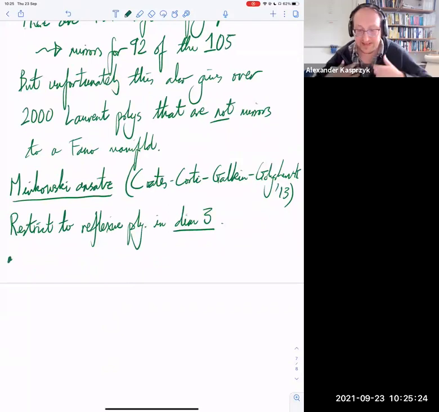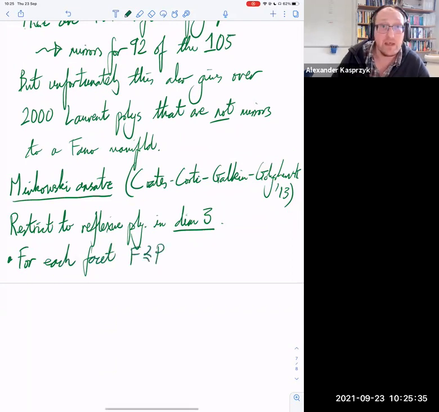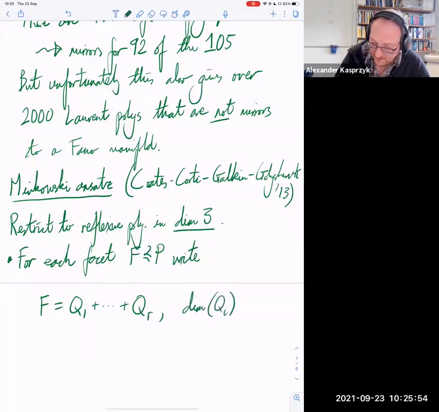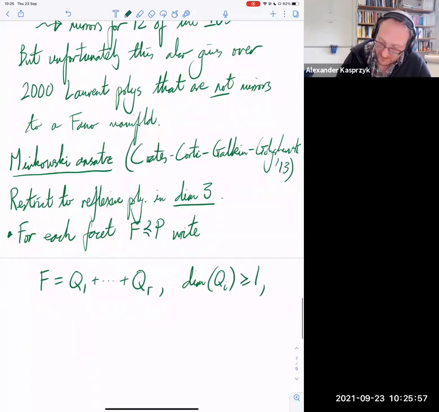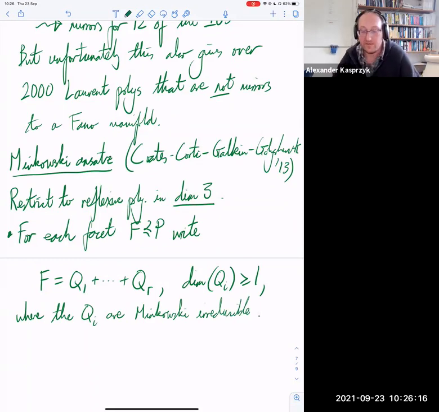Okay. So what are we going to do? So I need to tell you a recipe to assign some coefficients to the points of this polytope. So for each facet F of P, we're going to write down a Minkowski decomposition of F. So we're going to write F is equal to Q1 plus dot dot dot plus Qr, where these Qi are non-trivial. And we need them Minkowski irreducible. Okay, so there's choices of decomposition. There may be different ways you could do this.